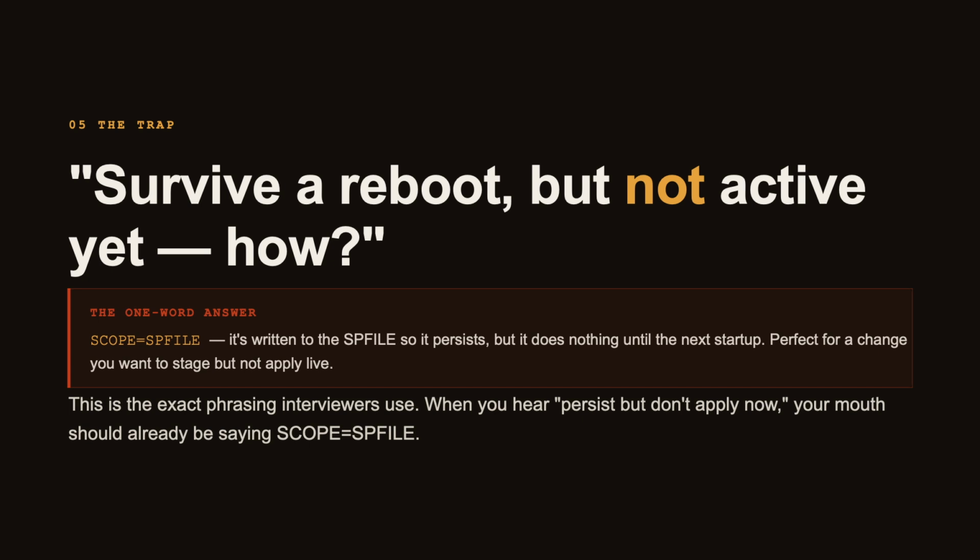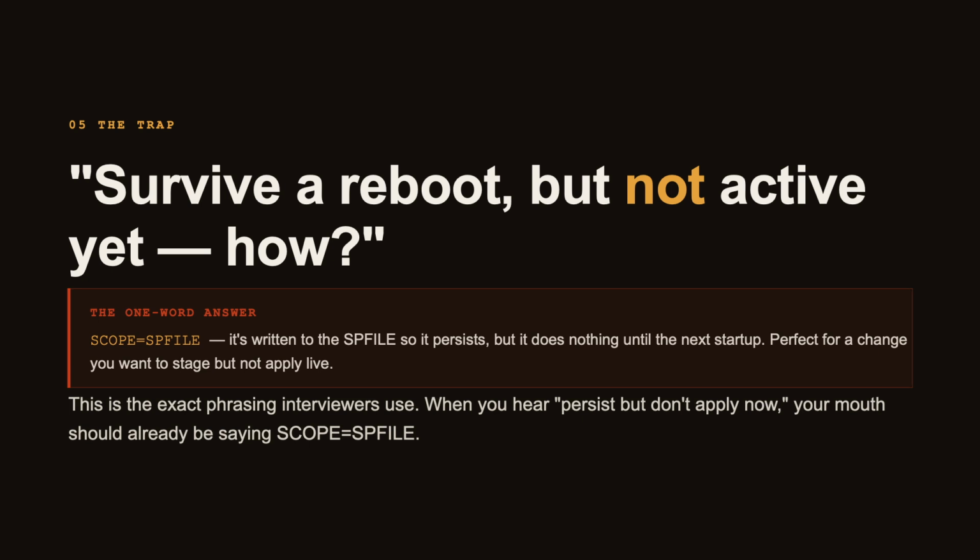Here's the trap, almost word for word how they ask it. How do you change a parameter so it survives a reboot, but you don't want it active yet? A lot of people fumble because they conflate persisting with applying. But you know the answer cold now. Scope equals SPFILE. It writes the change into the SPFILE so it persists across restarts, but it does absolutely nothing to the running instance. It only takes effect at the next startup. That's perfect when you want to stage a change but not apply it live, or when the parameter is static and can't change on a running instance anyway.